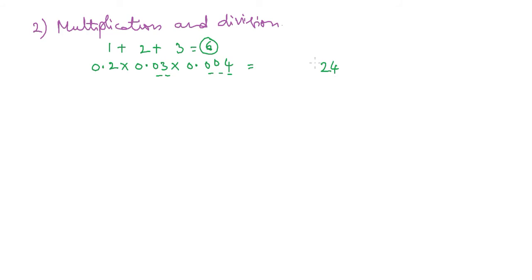So those many decimal places we need to keep here. Already 2 are there, so let me take 4 more: 1, 2, 3, 4. That's all. So this is the answer. This is for multiplication.